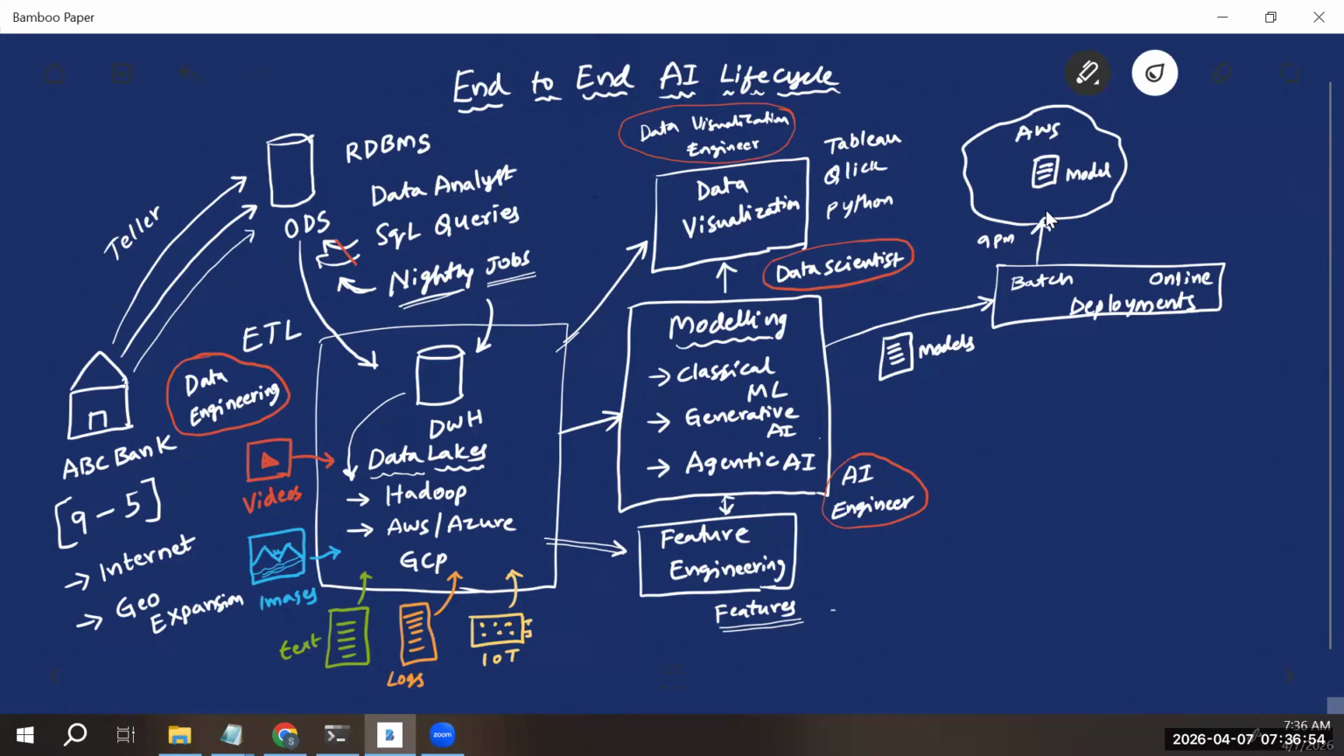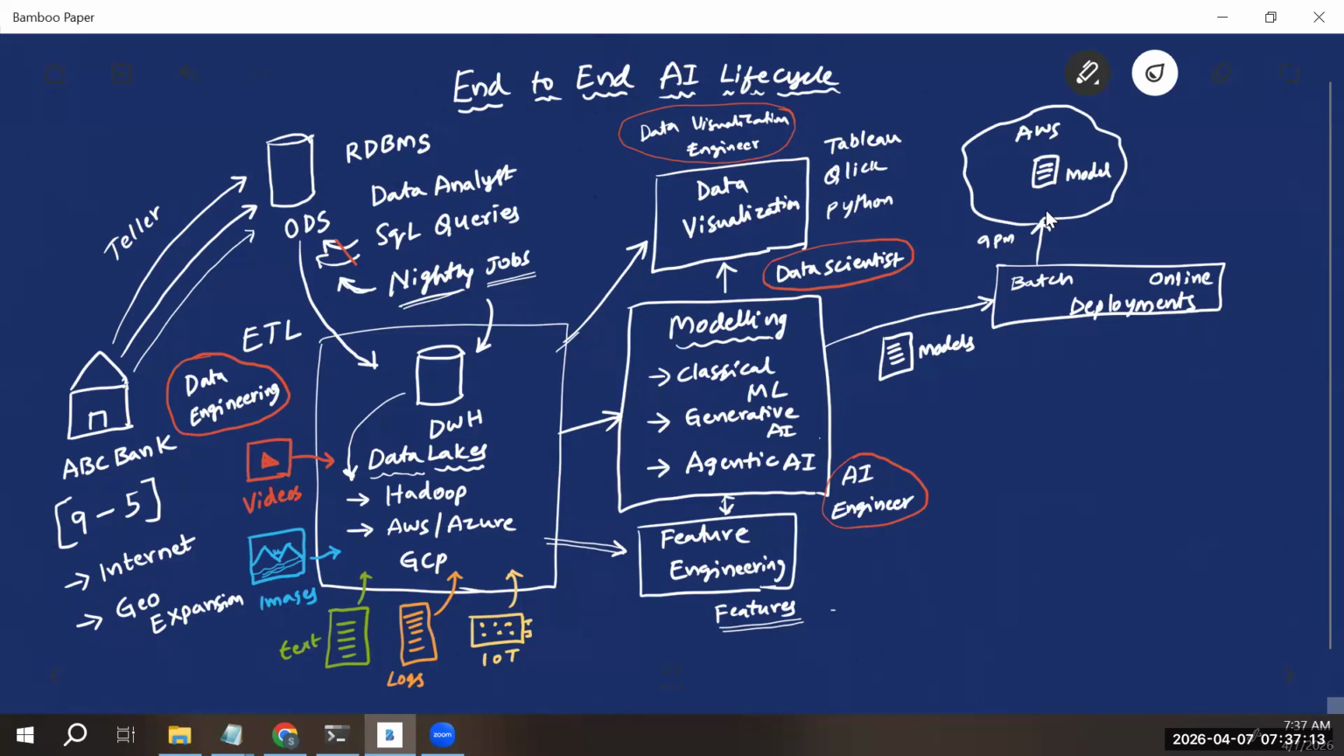And there can be a downstream job which will send an email to all the users saying, congratulations, Sitaram, your loan is approved and you're approved for so and so amount. So that is called batch processing.